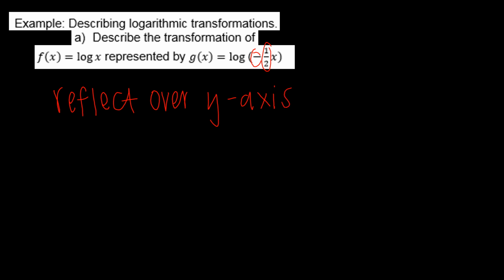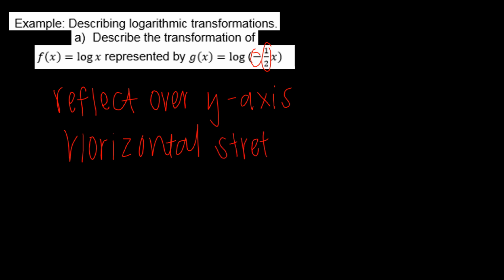All right, now 1/2, again, it's attached to x, so I know that it's horizontal. And it is being multiplied, so that is your stretch or shrink. Now horizontal, that's the tricky one because it's opposite, right? So 1/2 is actually going to be a stretch by, and we flip it. So instead of 1/2, it's 2 over 1, which is just 2.